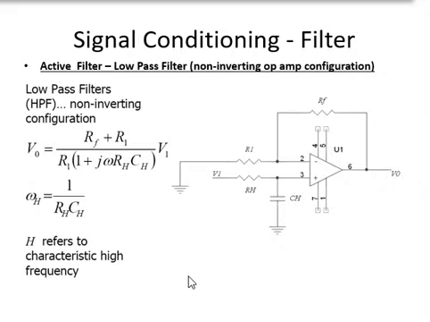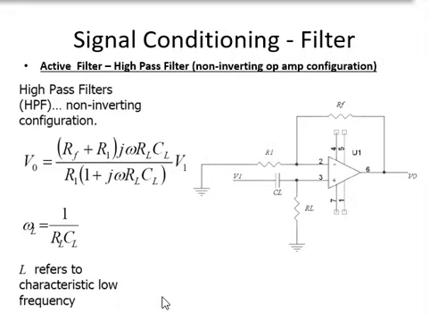Active filter, low-pass filter, non-inverting configuration. V0 is given by RF plus R1 over R1 times 1 over 1 plus j omega RH times CH, times V1, and omega H is equal to 1 over RH times CH, and H refers to the characteristic high frequency.